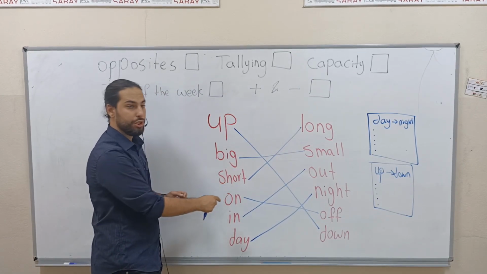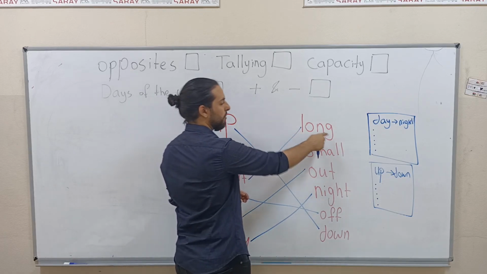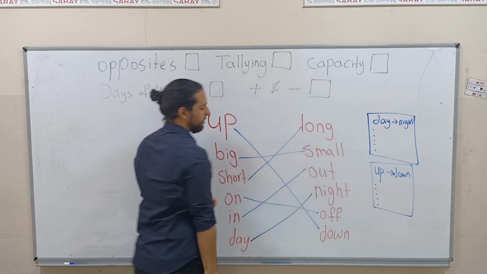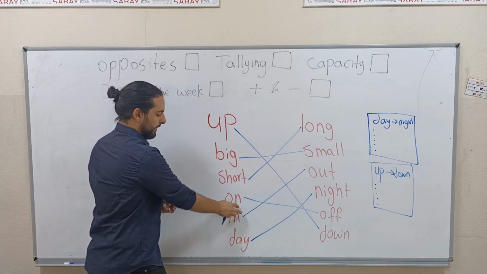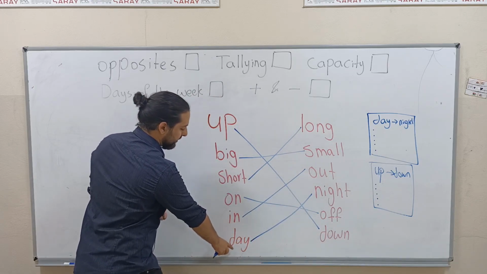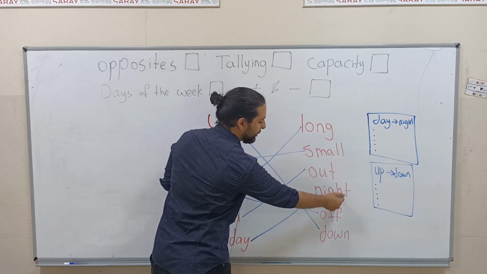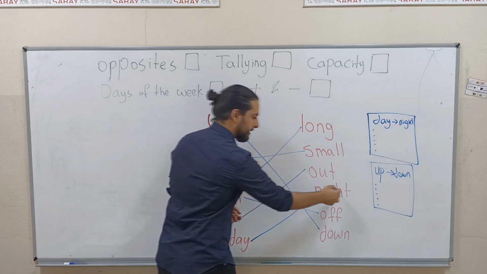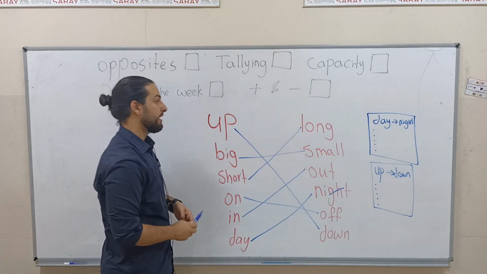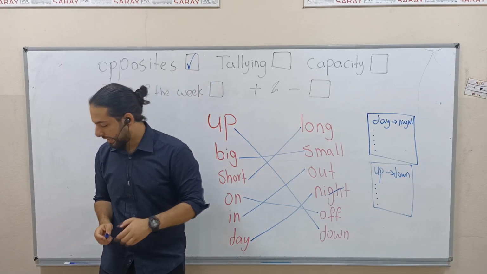SH, short. With long, long. O, N is on, opposite of off. D, Y, day, is the opposite of N-I-GH-T. The GH is silent, so whenever you say it, it's night. So that's the first thing that we have to go through. So these are opposites. So let's look at the second thing.